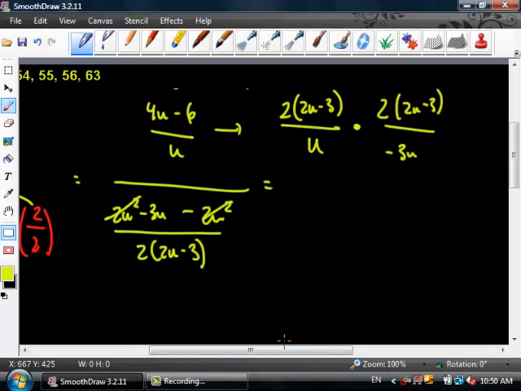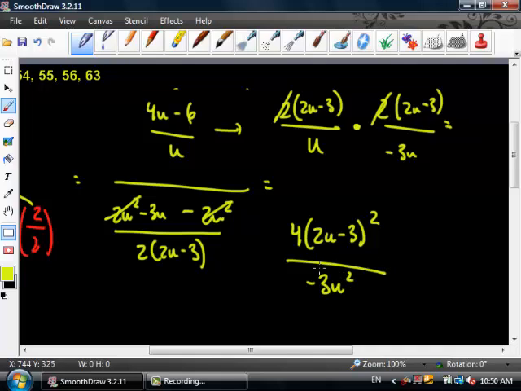That's too bad. Okay, so now what I was hoping is that these would cancel each other out, but I guess they don't. So from here, multiply smart. 2 times 2 is 4. 2u minus 3 times 2u minus 3 is 2u minus 3 squared over negative 3u squared.